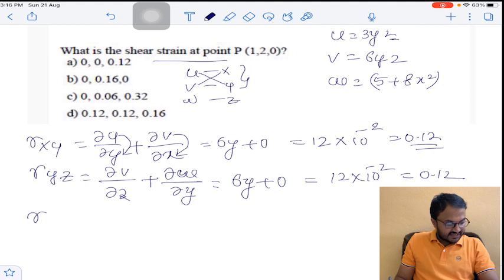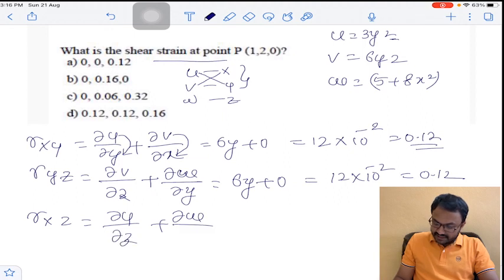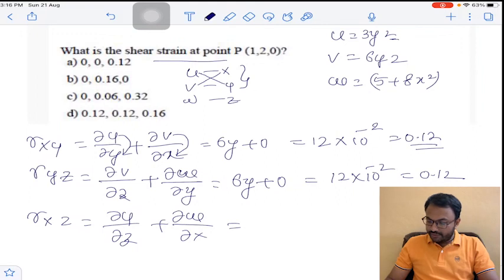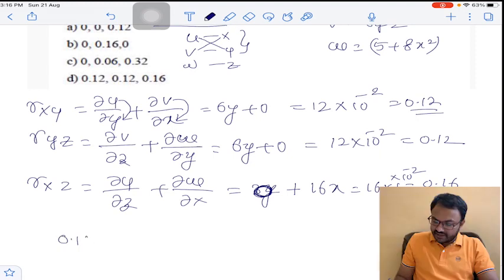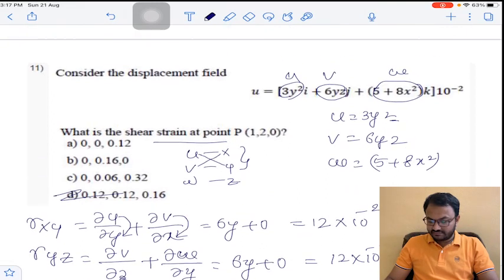And gamma xz, that is dou u by dou z plus dou w by dou x. W coefficient will be z, u coefficient will be x. So dou u by dou z is 3y, which gives 0, plus dou w by dou x, which is 16x. It is 16 into 1, so it will be 0.16 because it is 10 power minus 2. So the strains are 0.12, 0.12, 0.16. Answer D for question number 11.